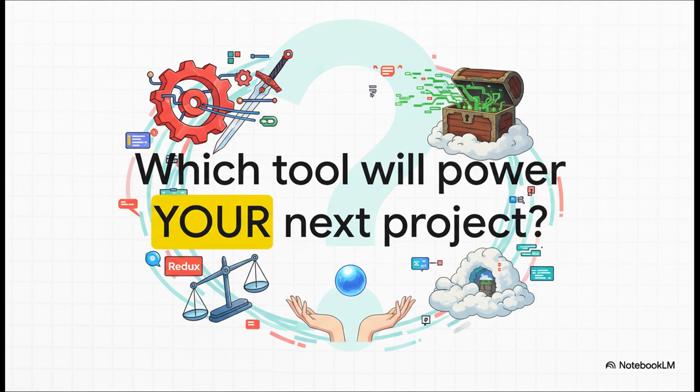So the final question is for you. Which one are you going to pick for your next project? Are you going with the battle-tested structure of Redux Toolkit, the elegant, modern simplicity of Zustand, or the built-in convenience of context? The choice is yours. Now go build something awesome.